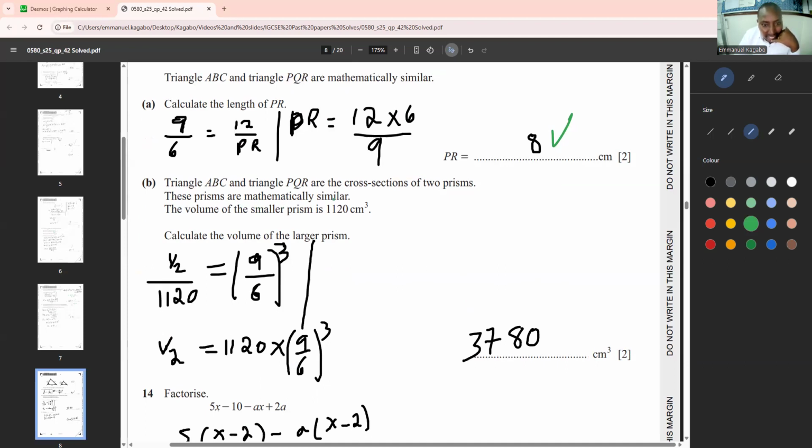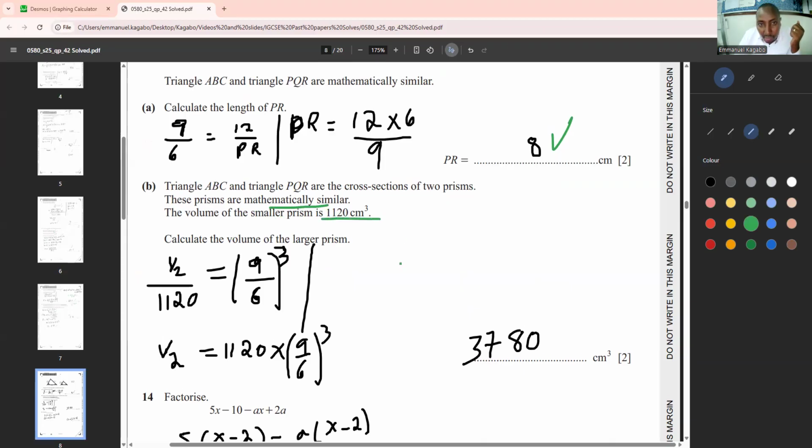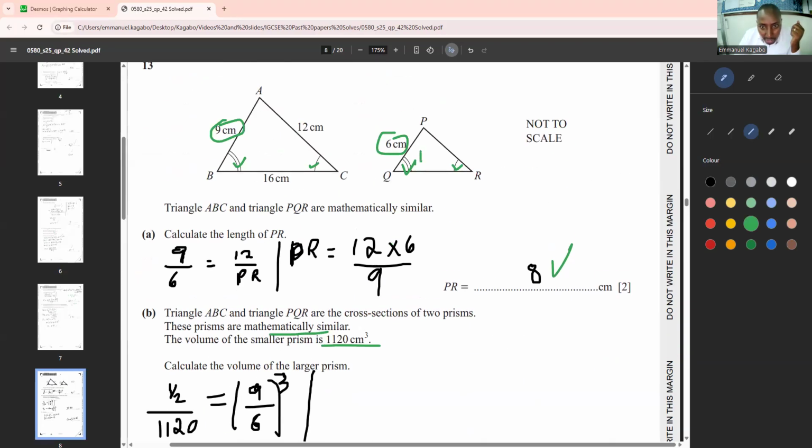Now, they told you triangle ABC and triangle PQR are cross-sections of two prisms. These prisms are mathematically similar, okay? Similarity. The volume of the smaller one is that. The volume of that is 1120. That's the volume, okay? Now, they're asking you to find the volume of that.